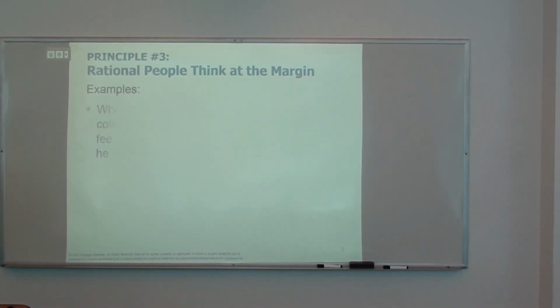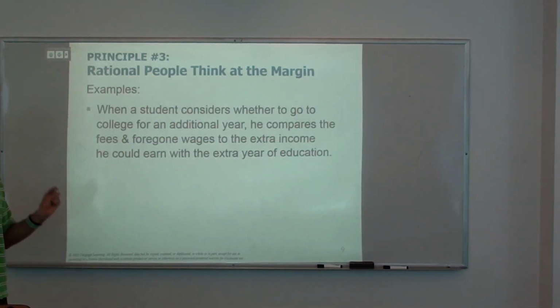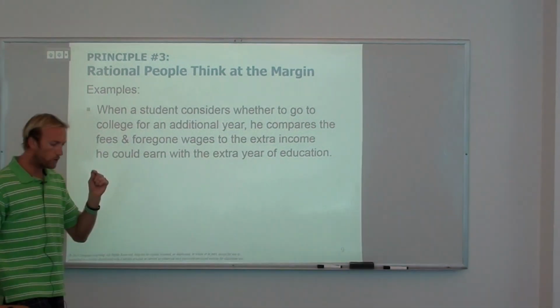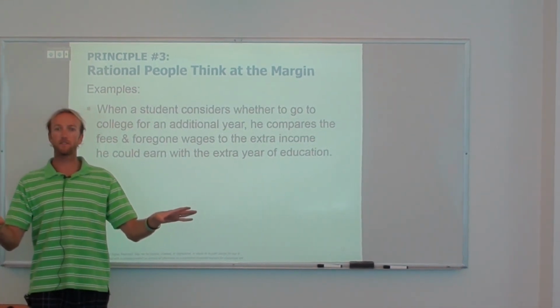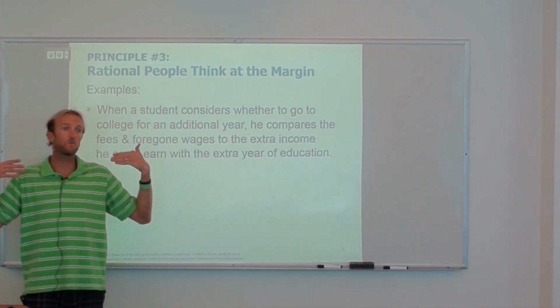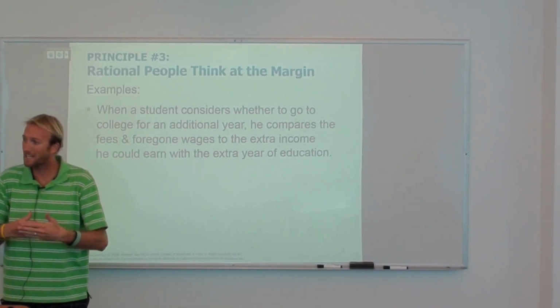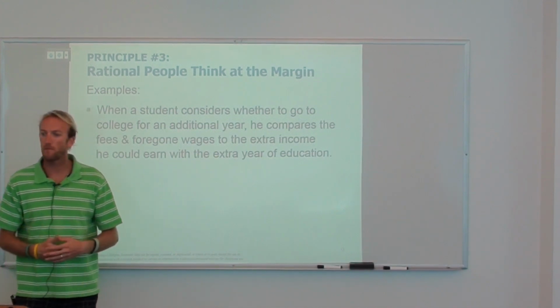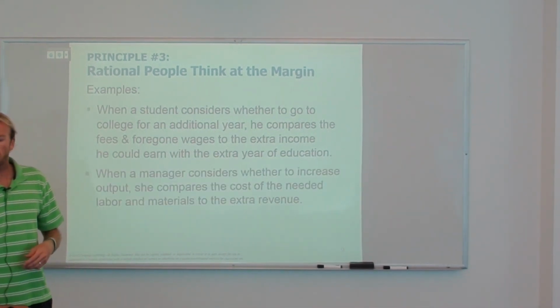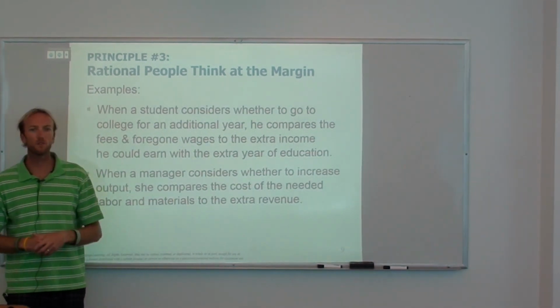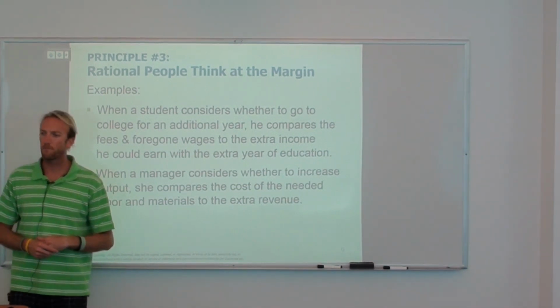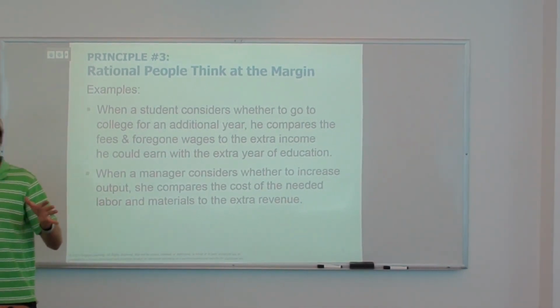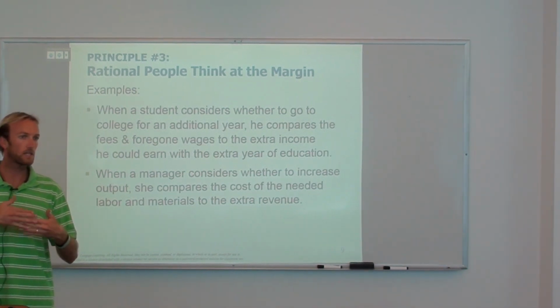Okay. So here's an example. When you decide to go to college for an additional year, you compare how much it costs to how much it benefits of just the next year. You don't think of all your years of schooling that you've had previously, right? You're just thinking at the margin. That just means the very next step. And then the example that I just gave you, right? When you're trying to figure out whether or not to make one more quantity, you compare the cost with the benefit of just that next additional step.